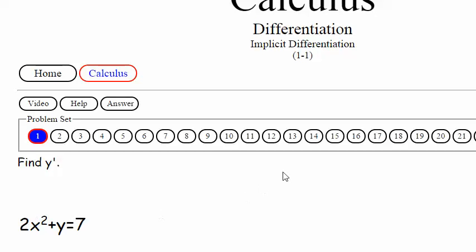So let's go ahead and write this down and work an example, and you shall see the pattern. So let's now move over to the whiteboard. We have 2x squared plus y, and that is equal to 7.